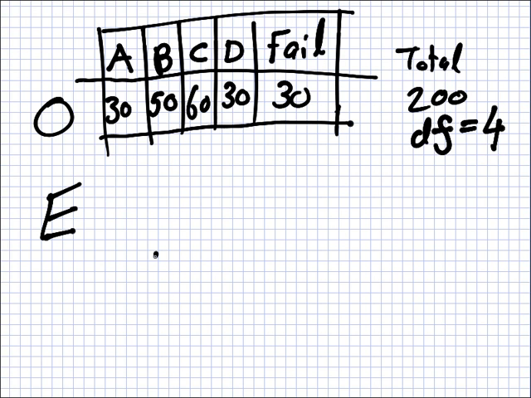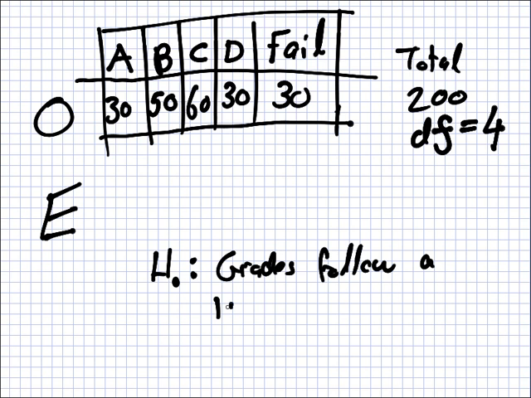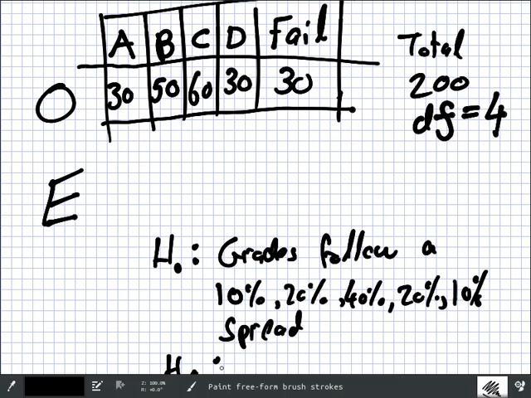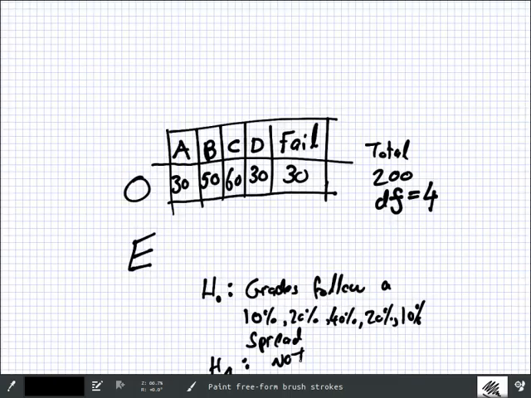So, what's the null hypothesis here? That the grades follow a 10%, 20%, 40%, 20%, and 10% spread. The teacher's claiming that that's what percentage of students get the grades A, B, C, D, fail. And the alternative would be not this.